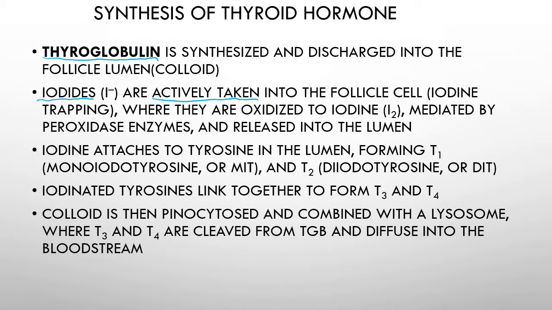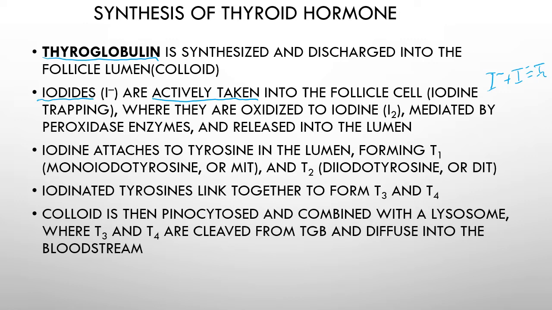Once the iodide is inside the follicle cell, we're going to take iodide and we're going to then oxidize it. And so we're going to have an enzyme, peroxidase, that is there, and this is then going to get us to our iodine. And our iodine is ready to go from the follicle cell into the follicle itself, into the colloid. And so iodine is going to make its way into the lumen of our follicle.